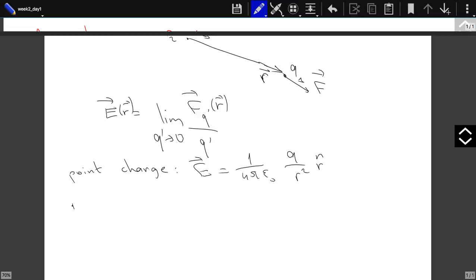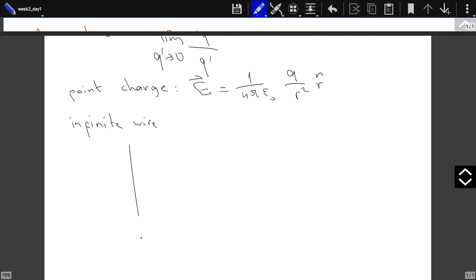And we also studied the infinite wire. So we had this infinite wire with a linear charge density lambda. We had seen that if you consider this point, the electric field is pointing away from the charge if lambda is positive, and it will be pointing toward the line of charge if lambda is negative, and its magnitude was given by 1 over 2 pi epsilon 0 lambda over r.